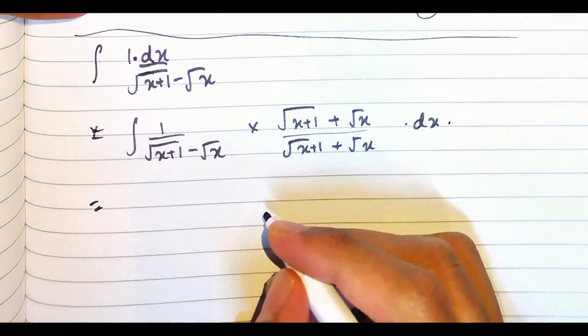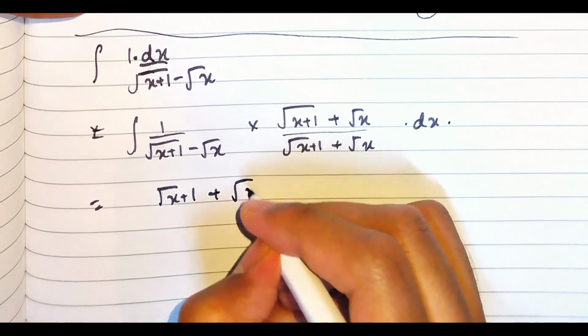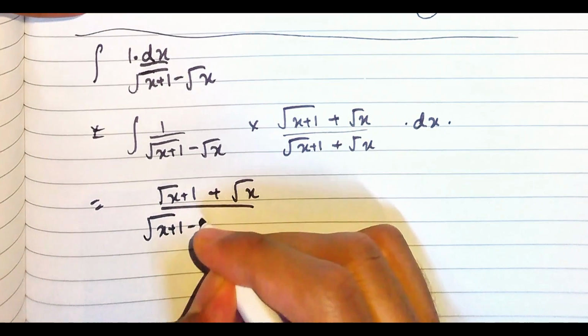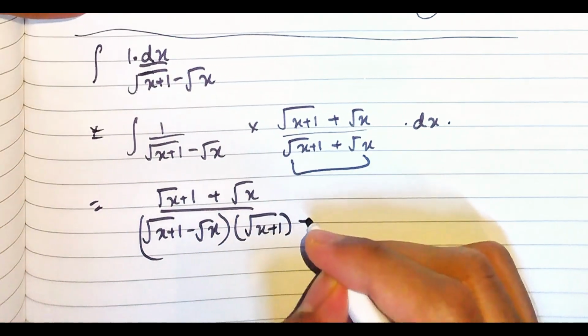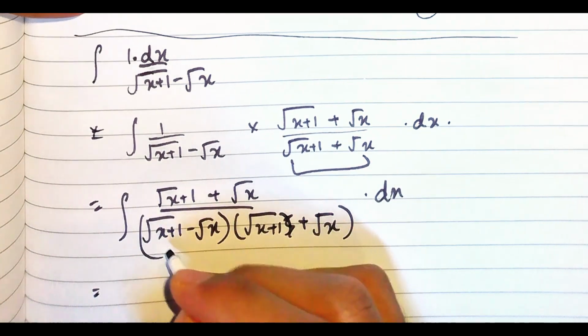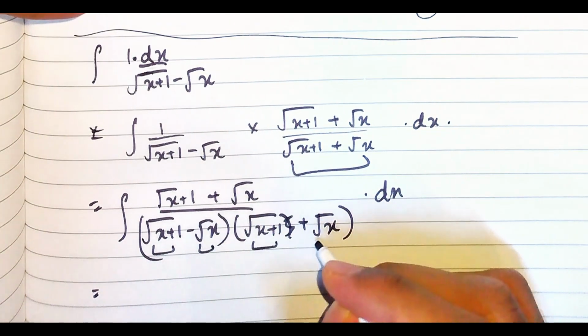So in the numerator, we will have square root of x plus 1 plus the square root of x divided by, in the denominator, square root of x plus 1 minus the square root of x multiplied by the square root of x plus 1 plus square root of x dx. Over here we can see that we have square root x plus 1, and over here we have square root x. Again, we have the same term, and over here we have the same term.